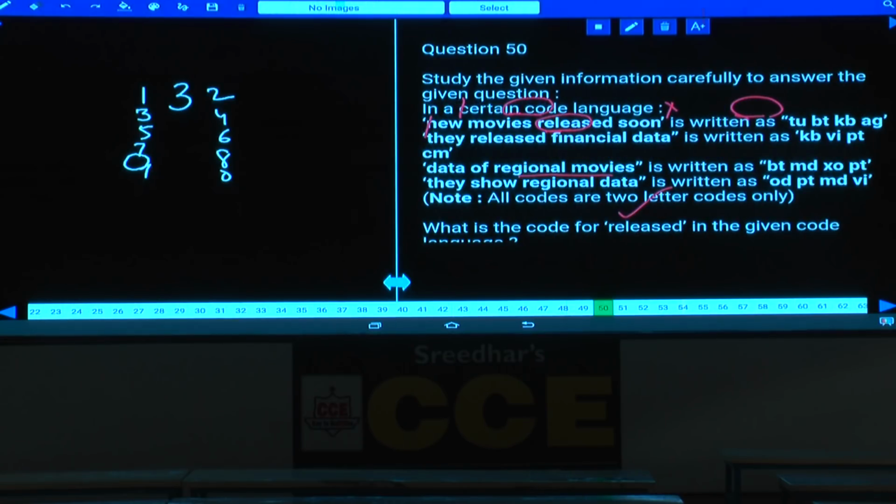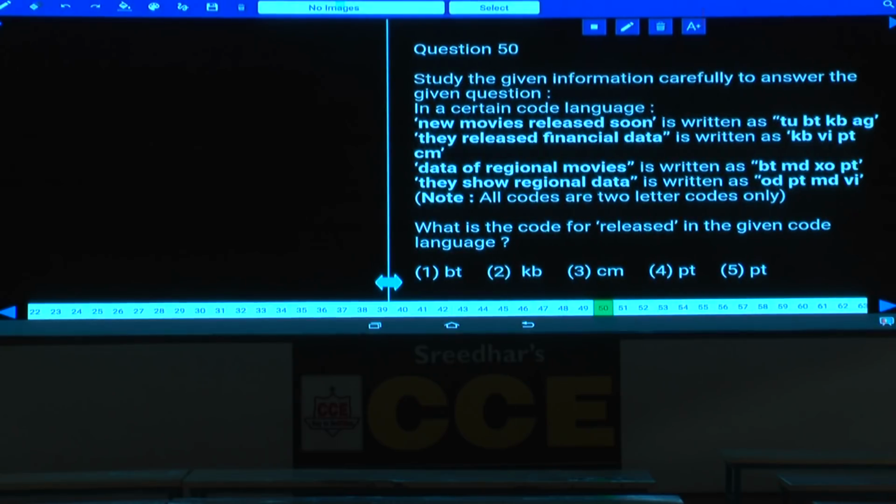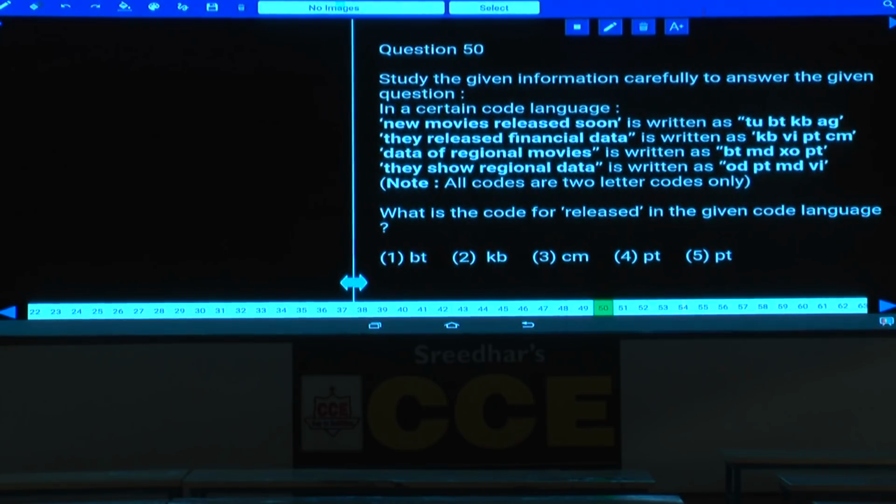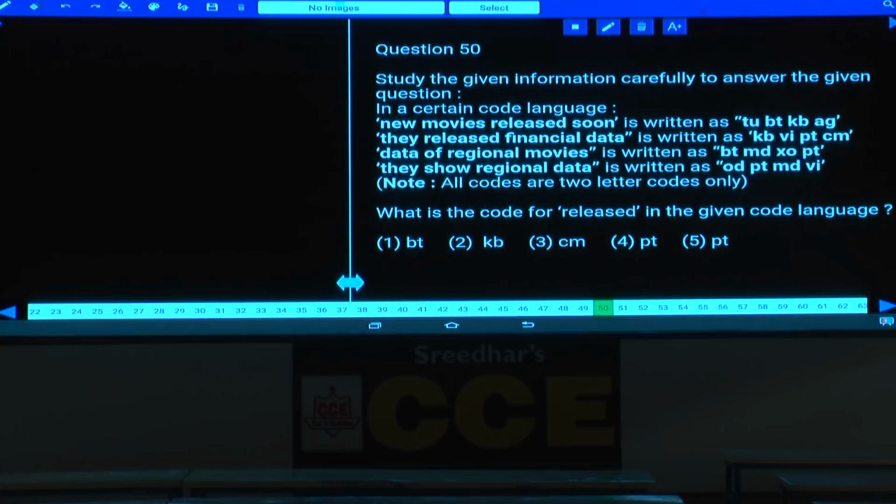Now, question number 50 onwards. Questions 50 to 54 are based on coding and decoding. Now, in this one, how many statements are there? There are 4 statements together. Now, new movies released soon.